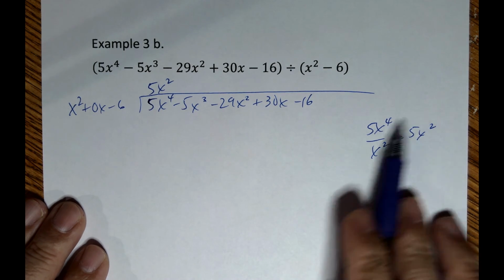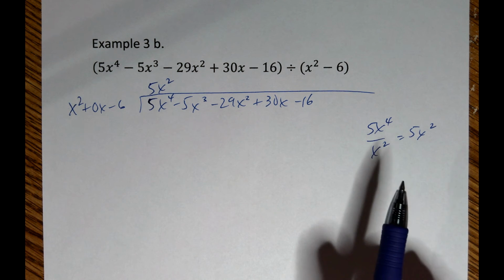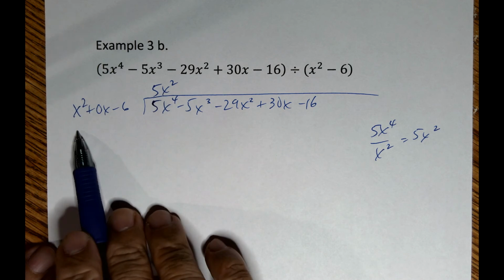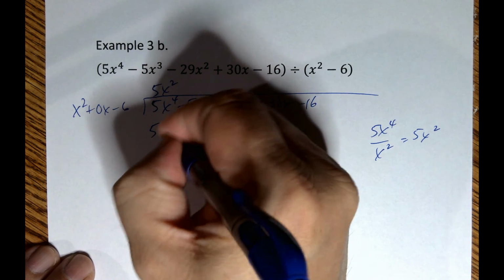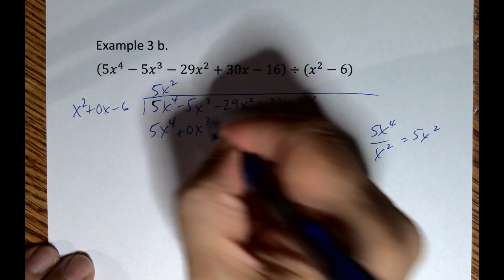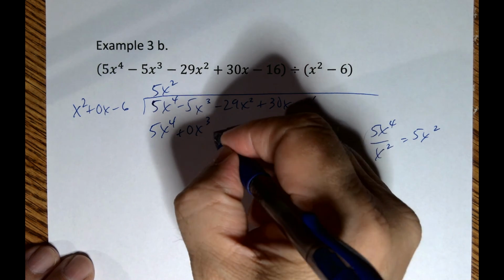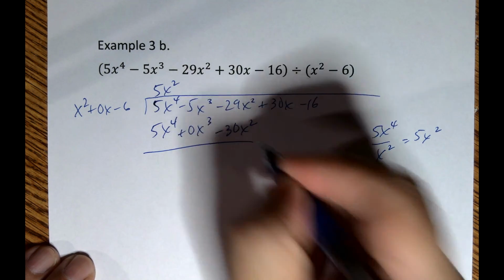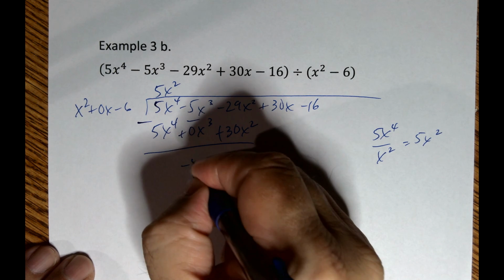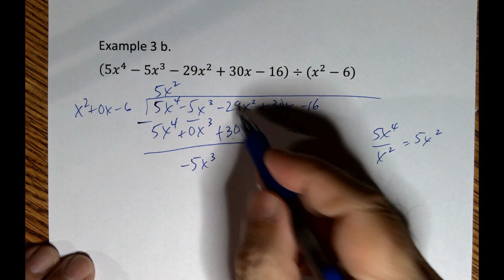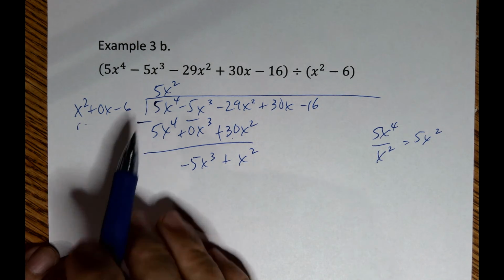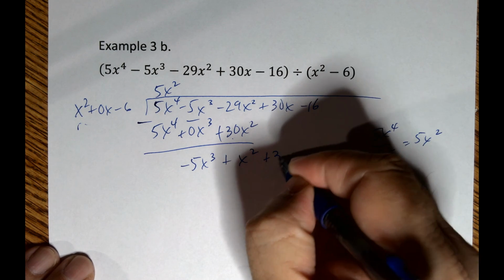Right, so this is scratch work. If you can do this in your head, that's awesome. You don't have to show this work. It's this work you've got to show. All right, so 5x squared times x squared is 5x to the 4th. 5x squared times 0 is 0x cubed. And 5x squared times minus 6 is minus 30x squared. Now change signs. That comes down as negative 5x cubed. 30 and negative 29 is positive x squared. I have a trinomial, so I can bring down the 30x.